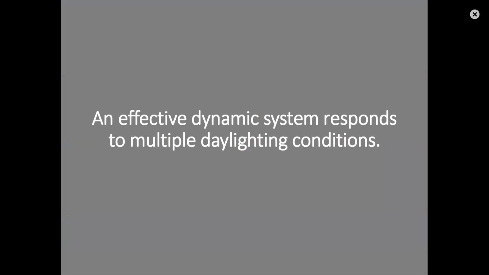Okay, so we know that an effective dynamic system is going to respond to multiple daylighting conditions. And now that we've gone over the benefits of daylighting, where shade systems are required, and the natural variation of daylight, it's important to understand how a dynamic system should respond to different daylight conditions. And there are four primary conditions that a good automated system should account for.